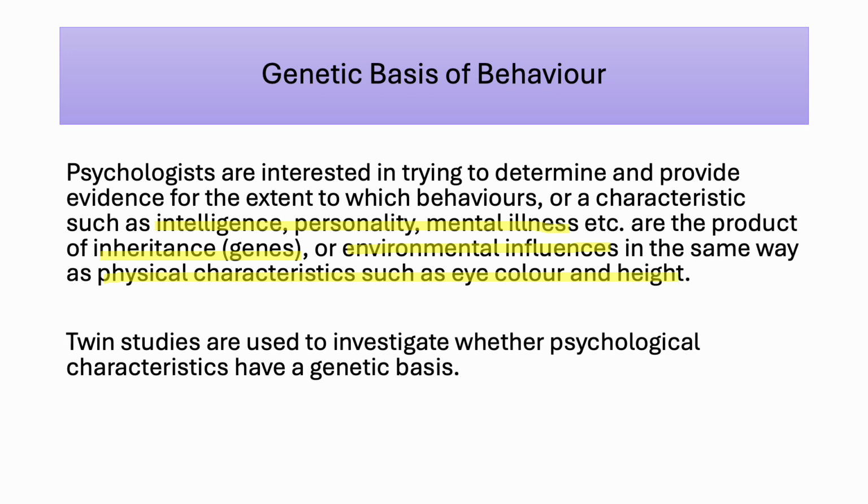So that's where we move on to twin studies now. Twin studies are about the genetic basis of behaviour. They allow us to determine the genetic basis of behaviour. And they are the method used to investigate whether psychological characteristics have that genetic basis. Now, the reason why twin studies are used is something you can have a think about if you just pause the video, but in 5 seconds' time, I will talk you through why it is that twin studies are favoured in psychology to discover the genetic basis of behaviour.